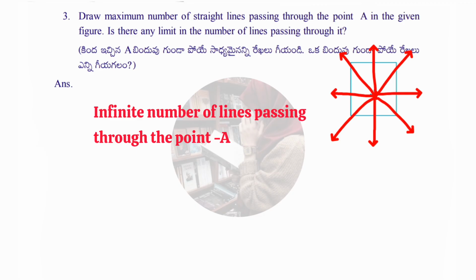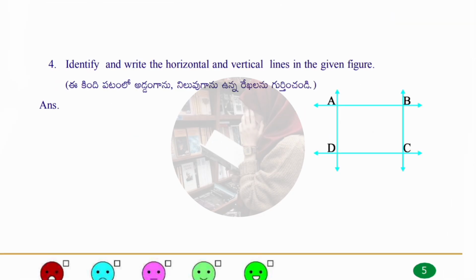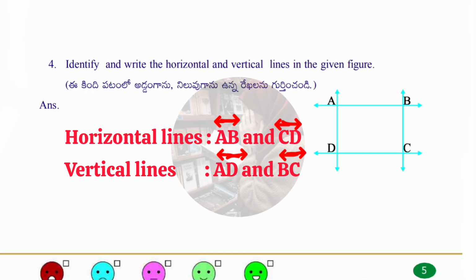Now we'll move to the fourth question, which is identify and write the horizontal and vertical lines in the given figure. So here one figure is given of A, B, C and D. Rays are passing through it. Now we have to identify which are horizontal lines and which are vertical lines. So write down the answer. Horizontal lines will be AB and CD, whereas vertical lines will be AD and BC. Understood, guys? Please write down carefully horizontal and vertical separately.